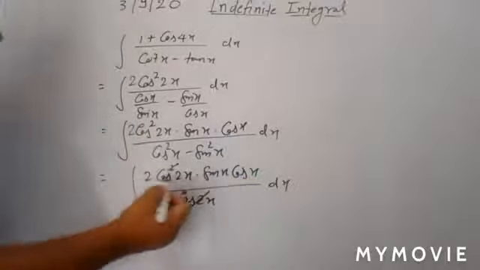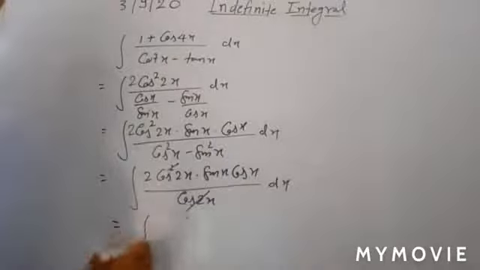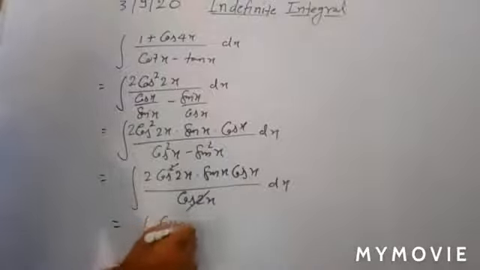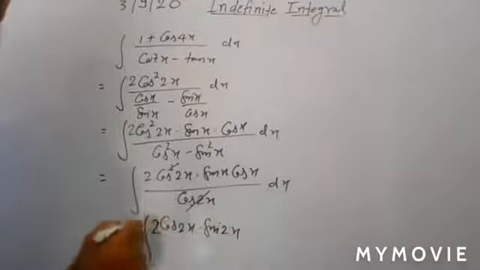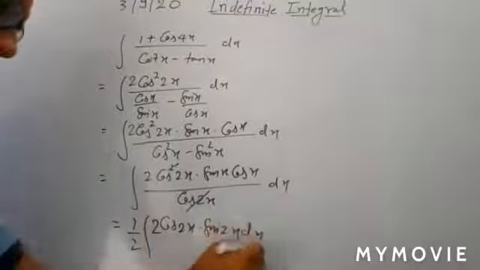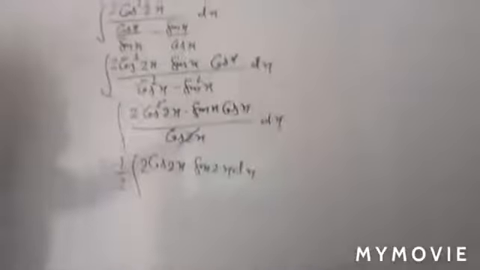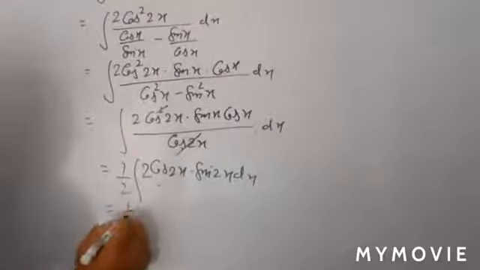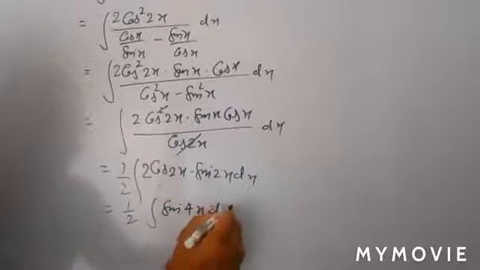And here 2 sin x cos x is equal to sin 2x. So you write here cos 2x into sin 2x. You multiply here by 2 and divide by 2. So it becomes 2 sin 2x cos 2x, which is equal to sin 4x. So that can be written as 1 by 2 integration of sin 4x dx.